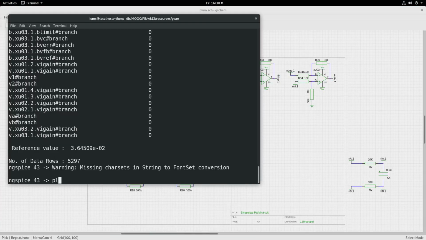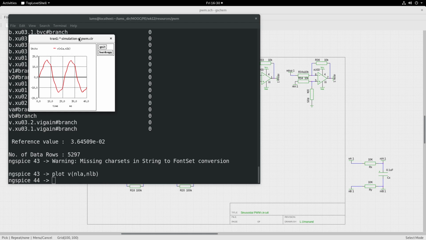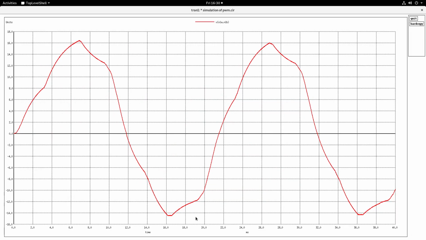So let me plot voltage NLA, NLB. This is case insensitive. So you will see that here, the filtered portion. I have put a very low value of C, but you can as well put a large value of C and get a much smoother wave shape.